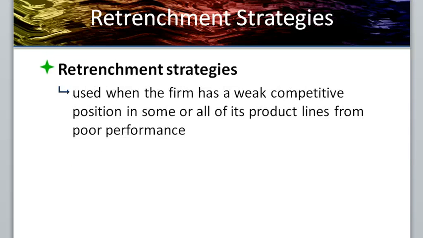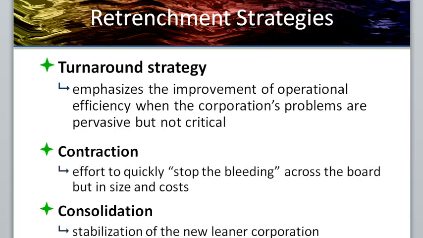Now, retrenchment strategies, this is not as common, but sometimes the firm is in a market where the firm has a weak position and some of its product lines are performing very poorly. So they may just want to rethink, pull back, sell or discontinue some of their product lines, and focus on what product lines are still making money. And this could be in a maturing or declining industry where you just want to pull back and try to profit from what's left of this particular market.